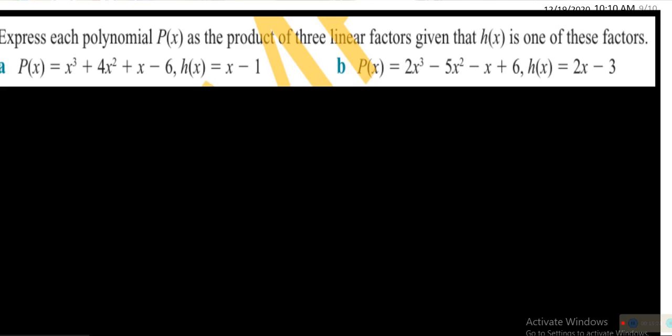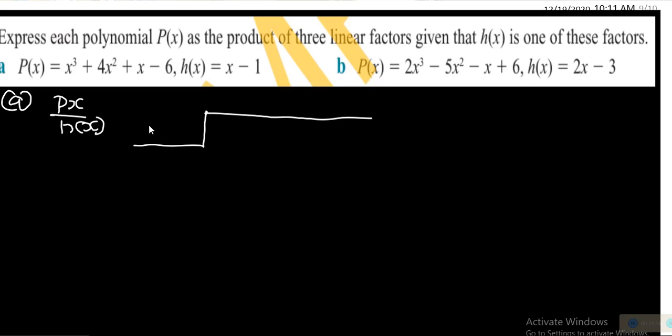Very simple and straightforward. Express each polynomial p of x as a product of 3 linear factors, given that each h of x is one of these factors. Now, what we are going to be doing is to divide p of x by h of x. For a, we have h of x to be x minus 1, and p of x is x raised to power 3 plus 4x squared plus x minus 6. So we are going to divide these, and the divisor is going to be x minus 1.